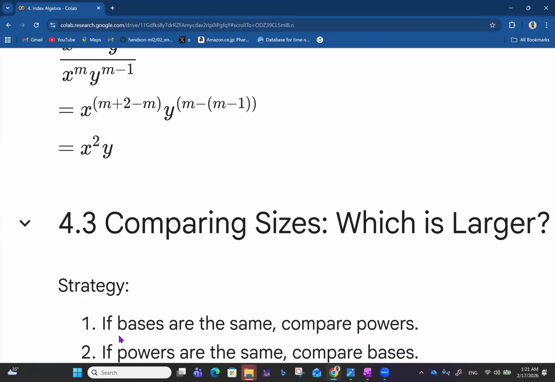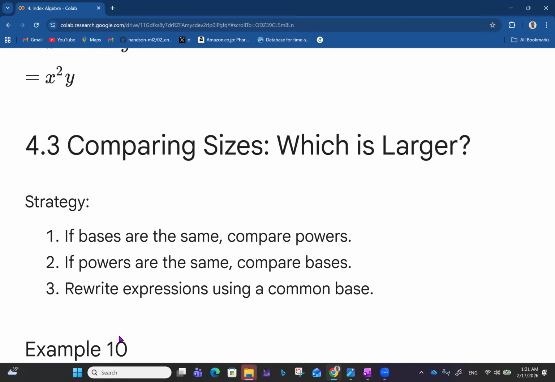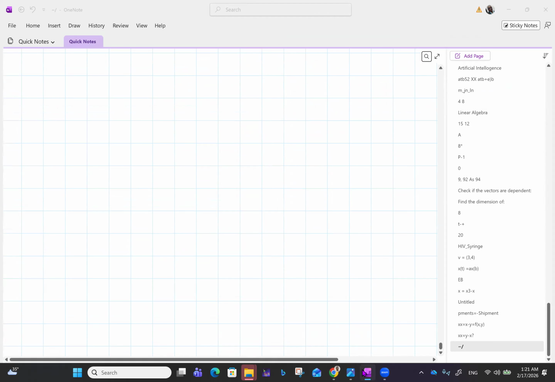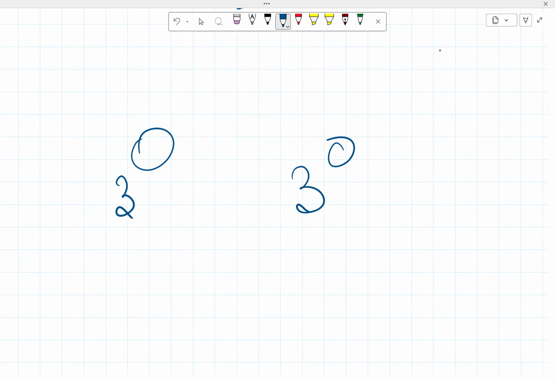Now we've come to a very important part, which requires some more attention than all the ones we've been doing. How do you compare sizes when you're working with indices? You want to know which quantity is larger for two numbers in index form. The strategy is, if the bases are the same, you can compare the powers. Say you have 3 raised power something and 3 raised power something. You compare the powers to see which one is bigger.